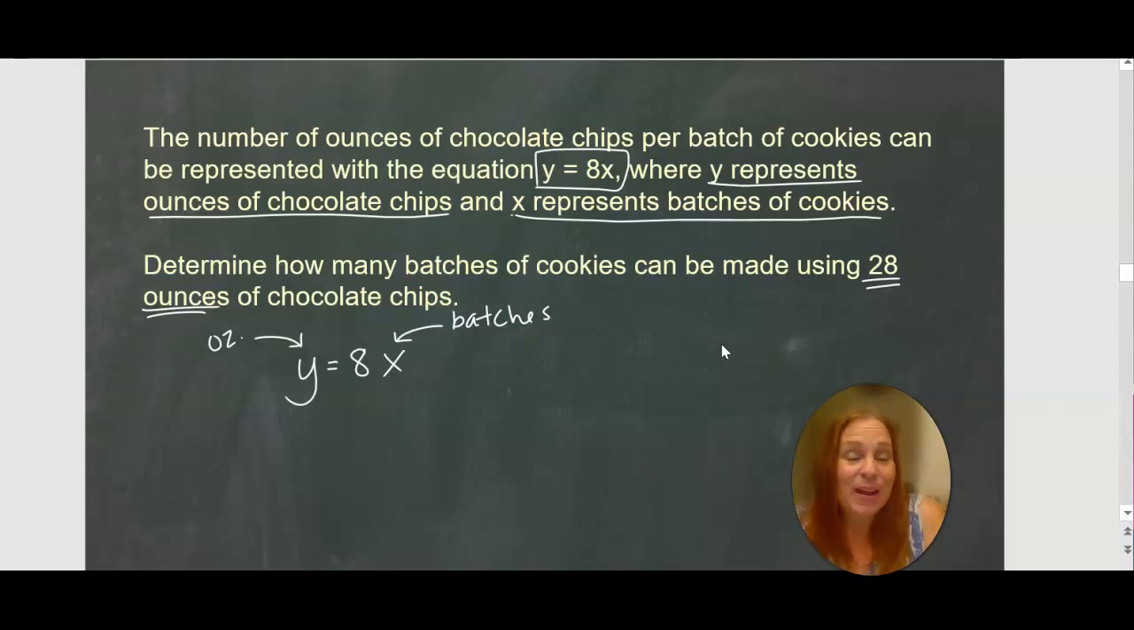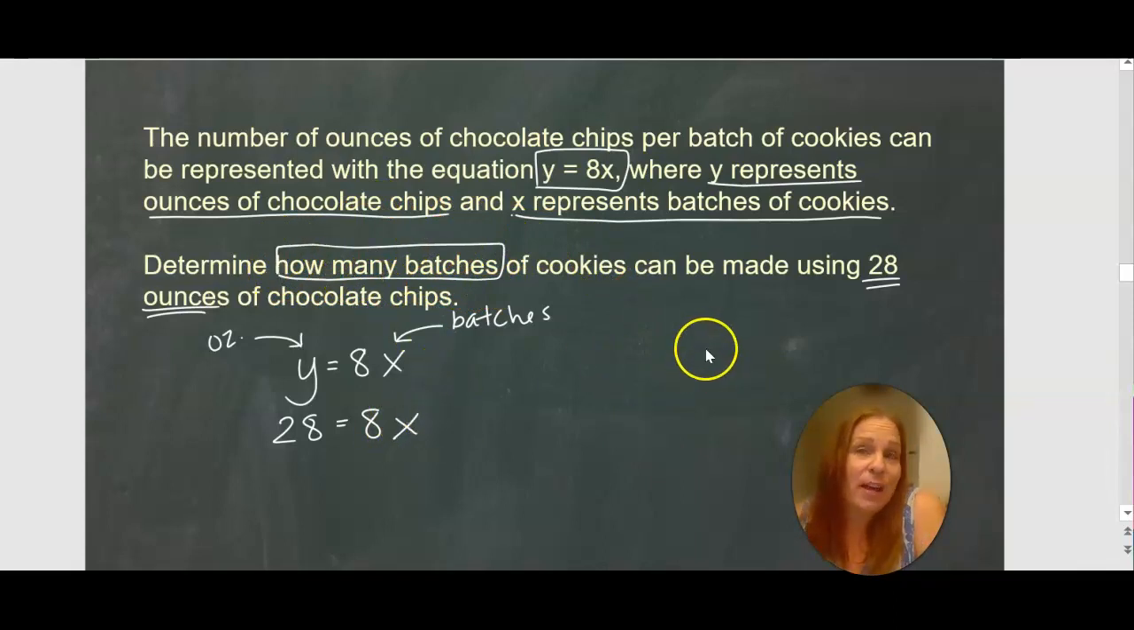Well, y represents ounces of chocolate chips. So if I'm told that it's 28 ounces of chocolate chips, then that's where the 28 should go. It should go in the y spot. And now I write the rest of my equation, and it's asking me how many batches. So I'm solving for x. This is a one-step equation.